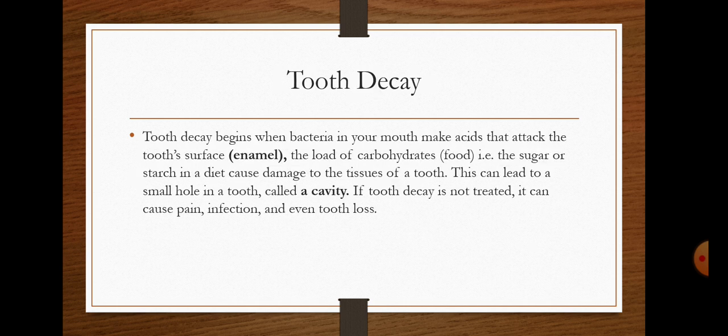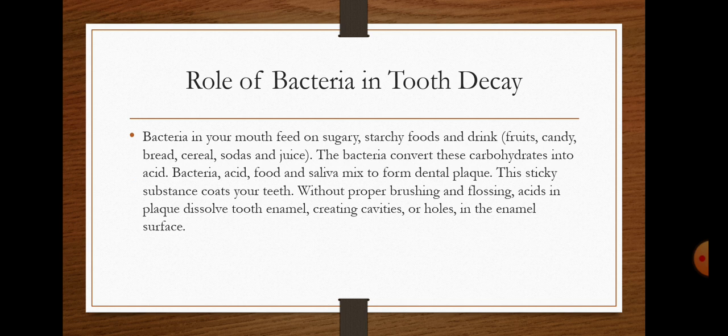Tooth decay. Tooth decay begins when bacteria in your mouth make acid that attacks the tooth surface. The load of carbohydrates, the sugar or starch in a diet, causes damage to the tissue of a tooth. This can lead to a small hole in a tooth called a cavity. If tooth decay is not treated, it can cause pain, infection, and even tooth loss.